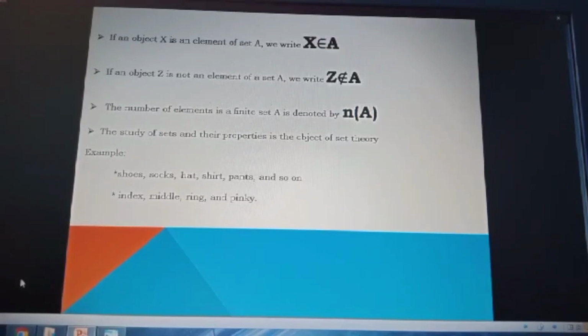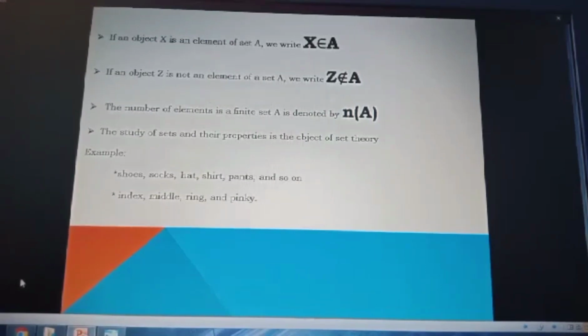If an object x is an element of set A, we write x ∈ A. If the object z is not an element of set A, we write z ∉ A. The number of elements in a finite set is denoted by n(A). The study of sets and their properties is the object of set theory.